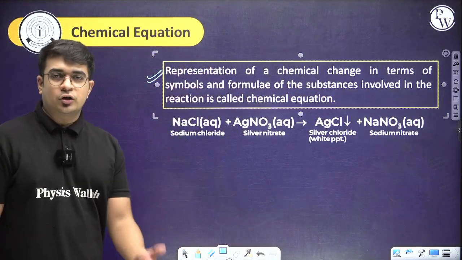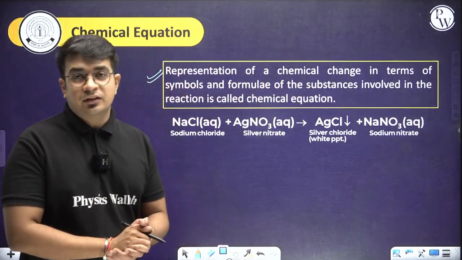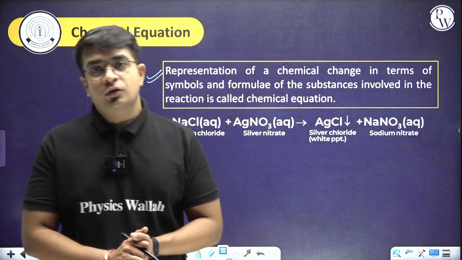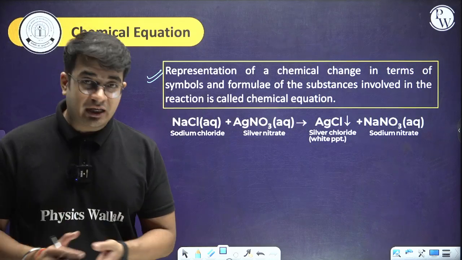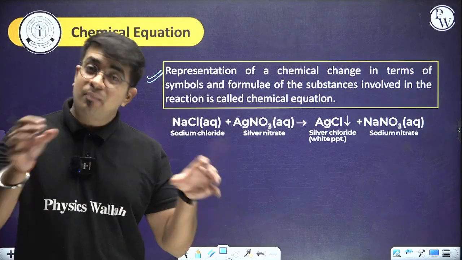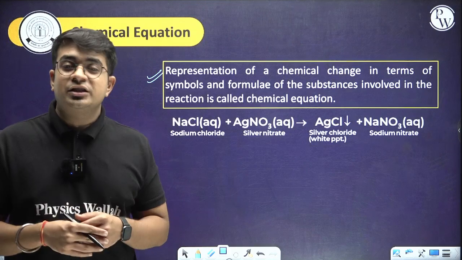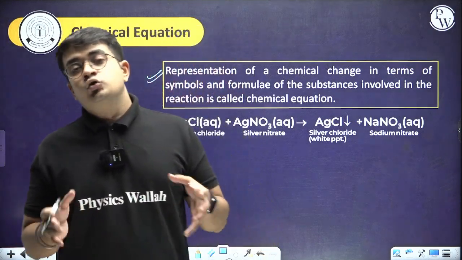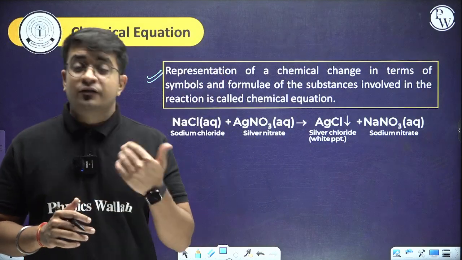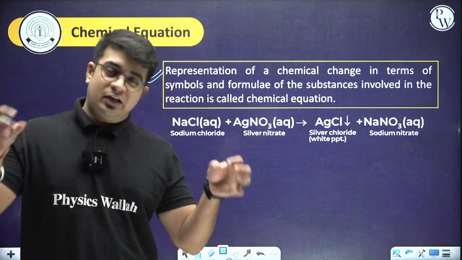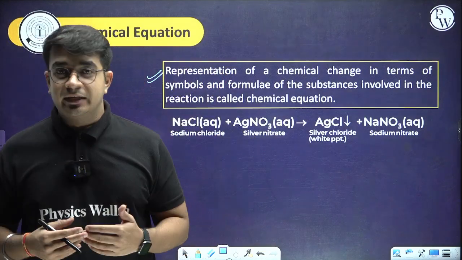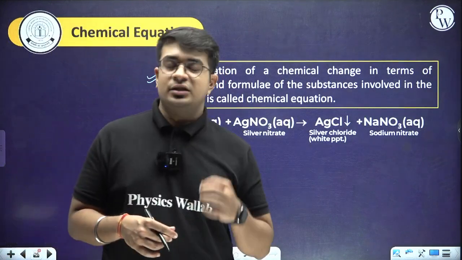Now let's say I'm mixing silver nitrate with sodium chloride. Both the solutions are transparent. When I'm combining these two together, how can I say the chemical change is happening? By simply seeing the change. So when I'm combining sodium chloride aqueous solution with silver nitrate aqueous solution, just when I'm mixing these two, they are going to form white turbidity. So I can simply see that a chemical change is happening.